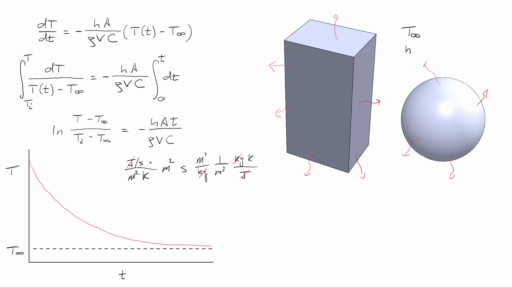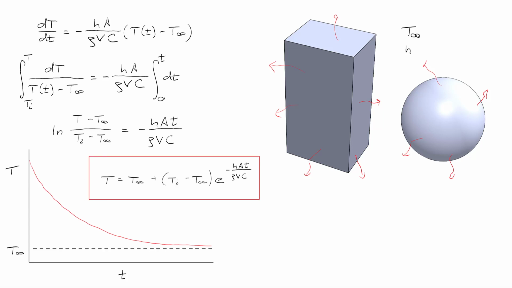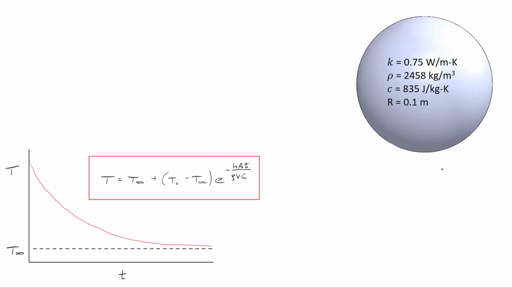Simplifying the units, we'll find that the energy, the masses, volumes, and temperatures fall out, and meters squared, the area, does as well, as does time. We'll find that the right-hand side is indeed dimensionless. Rearranging, we come up with an expression for temperature as a function of time. It's an exponential decay.